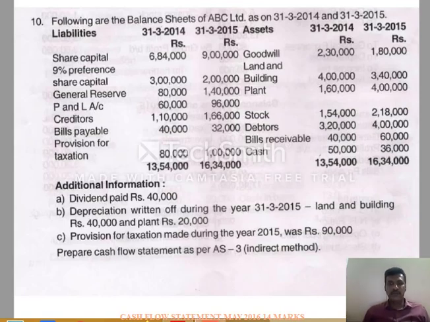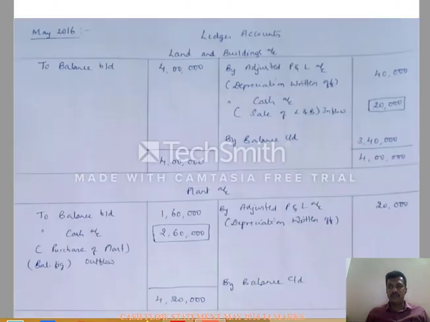Now let's move on to the ledger accounts that are going to be prepared for the preparation of cash flow statement. The first ledger account is for land and buildings account. So first we have to record the opening and closing balances. Opening balance is 4 lakhs and closing balance is 3,40,000. Then we have depreciation written off on land and buildings worth rupees 40,000 in the second adjustment. That should be adjusted here, that is by profit and loss account 40,000.